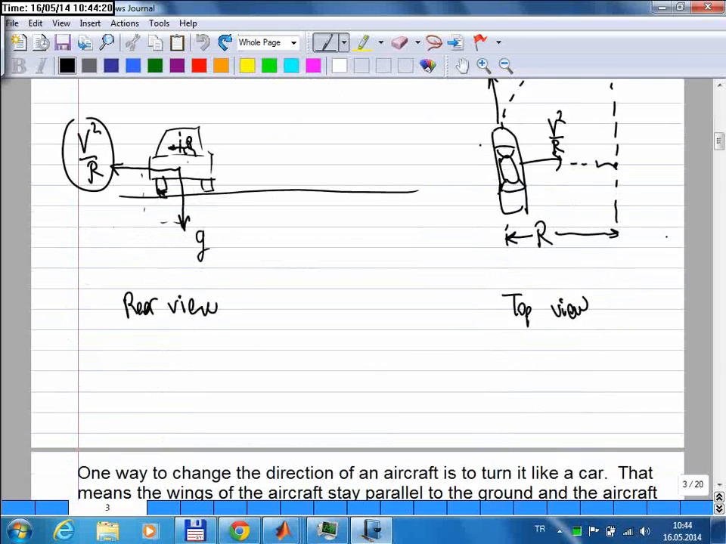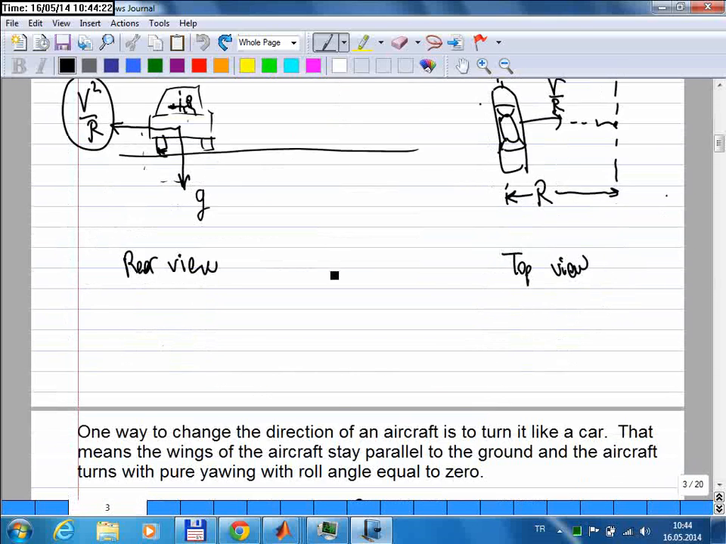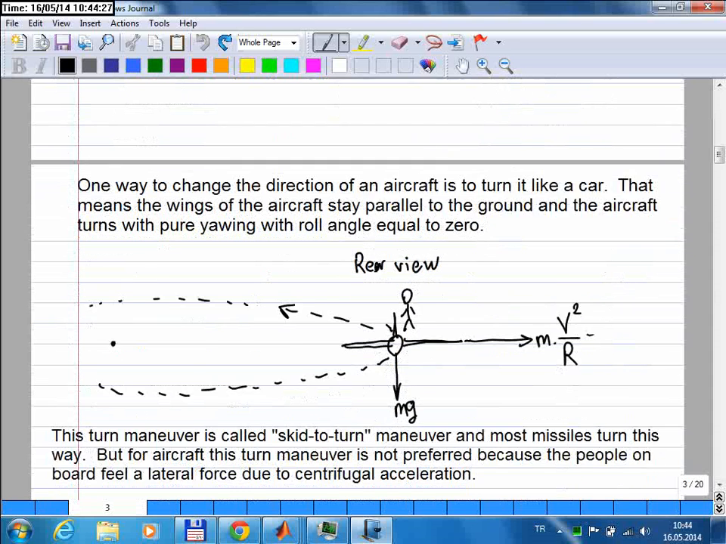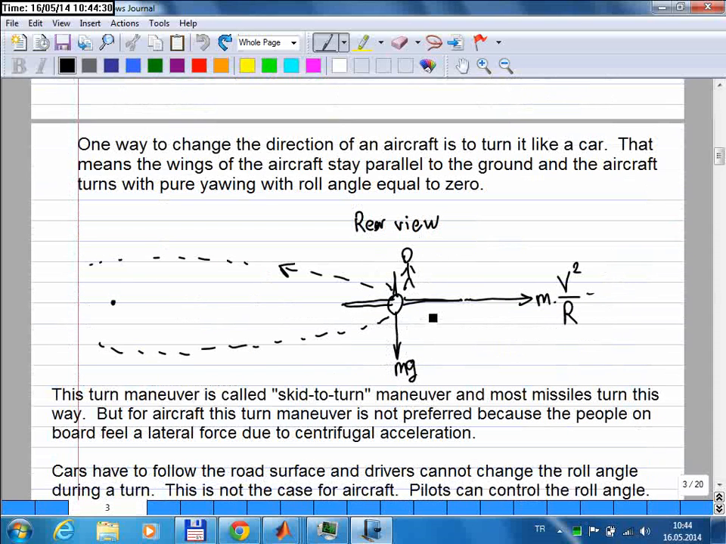Before I started giving you the equations, I explained the difference between a skid to turn and a bank to turn maneuver. If you want to perform a skid to turn maneuver, the wings of an aircraft stay parallel to the ground, and in that case the lift force will be perpendicular to the ground. To perform such a maneuver, you need a side force to make the turn, and that side force is created using the rudder. So that's how a skid to turn maneuver can be performed.